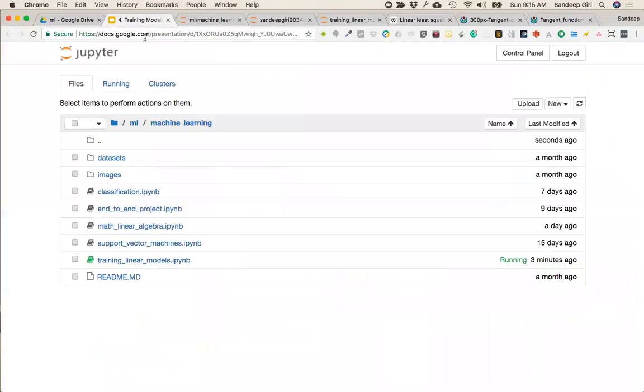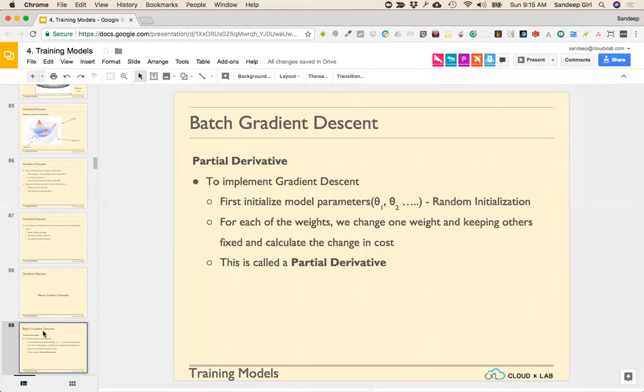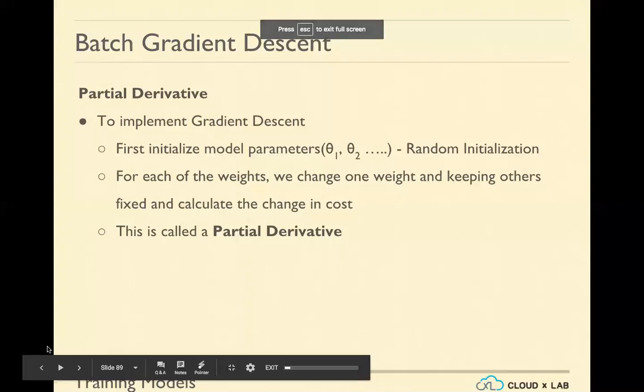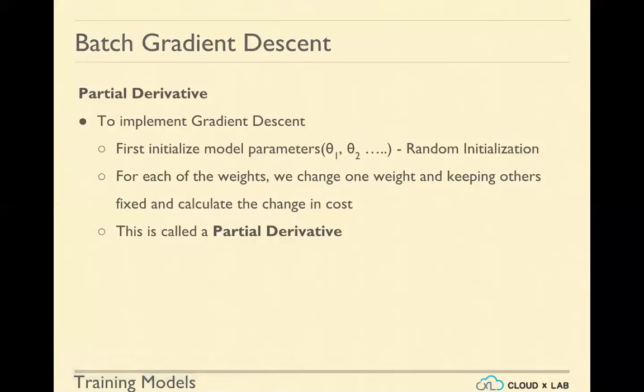So what we are going to do is compute the differentiation of the cost function with respect to each of the thetas, each of the model parameters, and then compute the actual value of that partial derivative by putting in our assumed values of thetas. Then we basically calculate the rate of change of the cost. This is called the partial derivative.